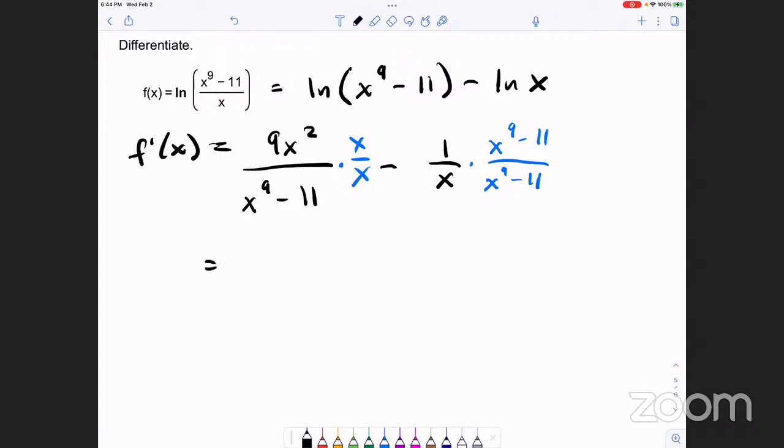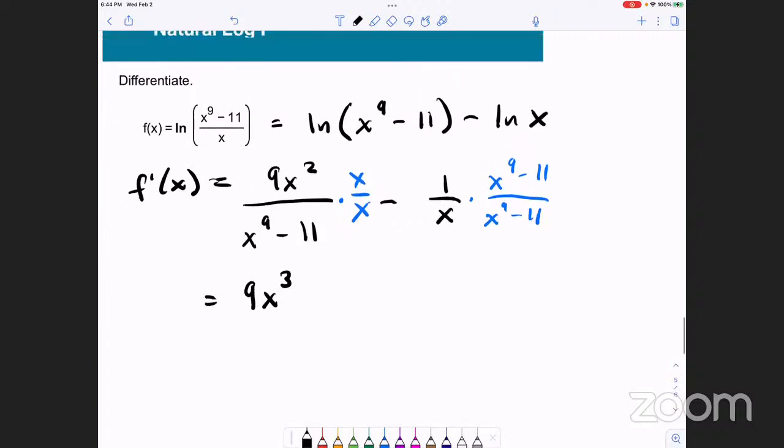So then if we account for these changes, first we get 9x cubed. We distribute that negative. Is that okay? Oh, wait a minute. That should be a 10, right? X to the 9, that should be an 8. So that's one thing. So we definitely had the wrong answer. This should be x to the 8. Let me do that in red. This should have been x to the 8.